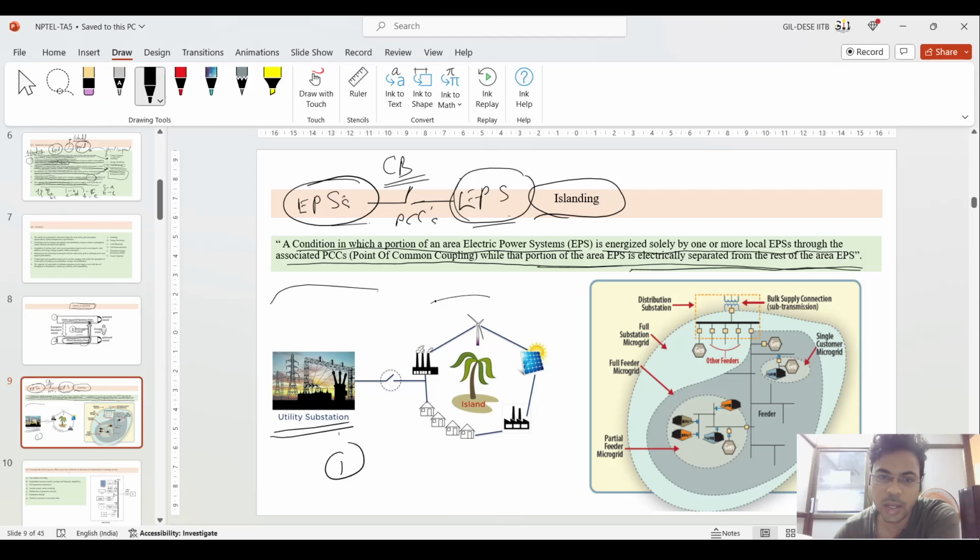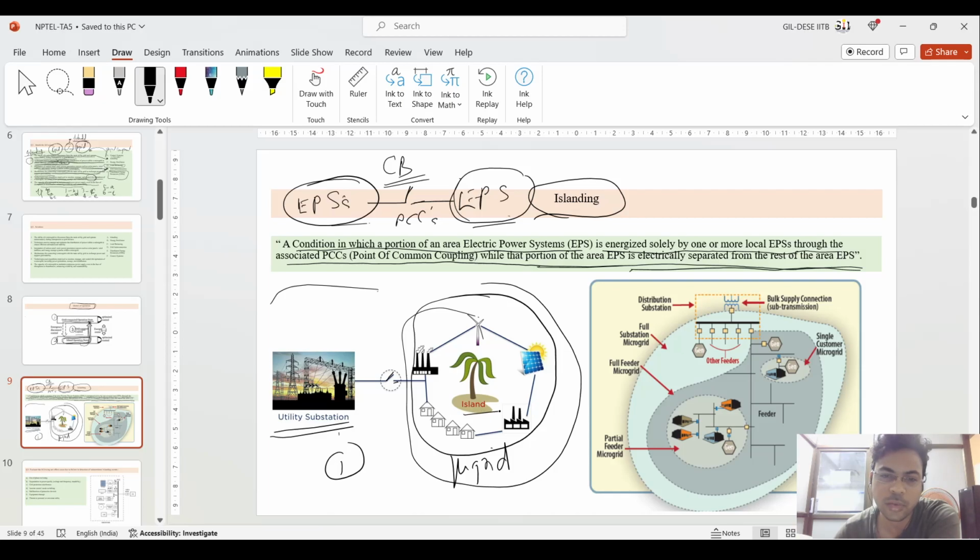In the first image, this is the utility substation which is connected to this microgrid setup, and it is connected through one CB in between. If you disconnect it, this whole microgrid gets islanded, for example at a remote location where the electrical generation can be. So this is one of the definitions.